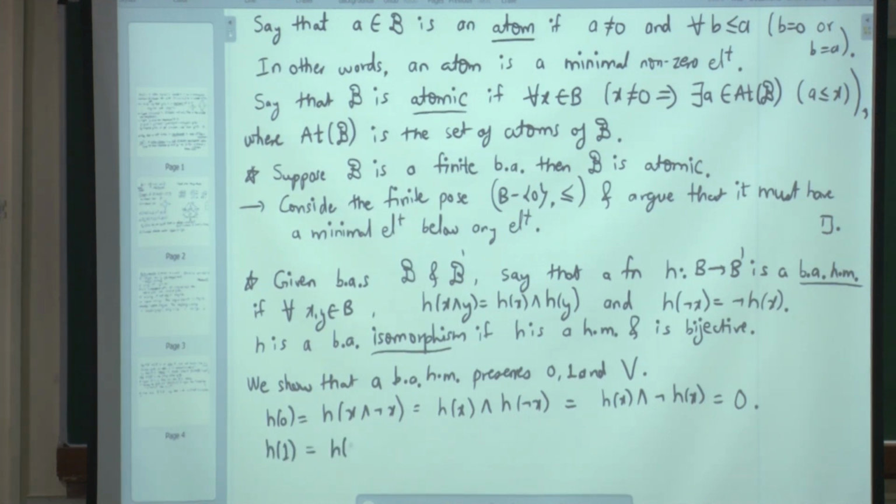What is h of 1? It is h of negation of 0. So therefore negation of h of 0, but h of 0 is 0, we just proved that. So negation 0, that is equal to 1. Simple. What is h of x join y?